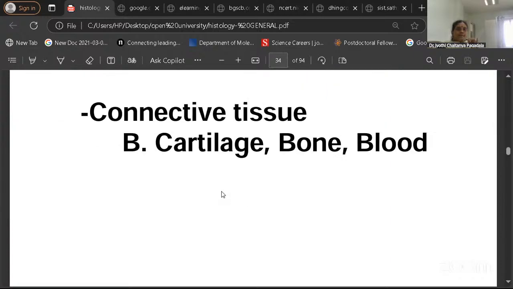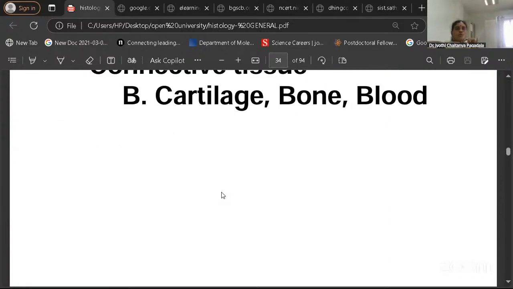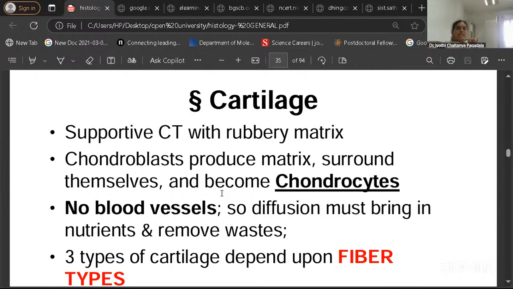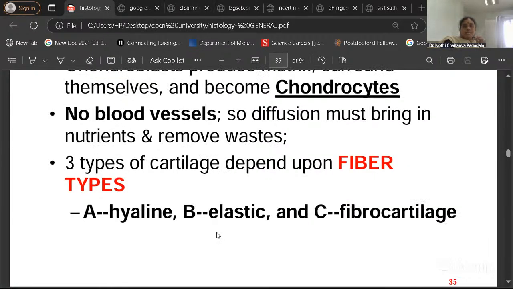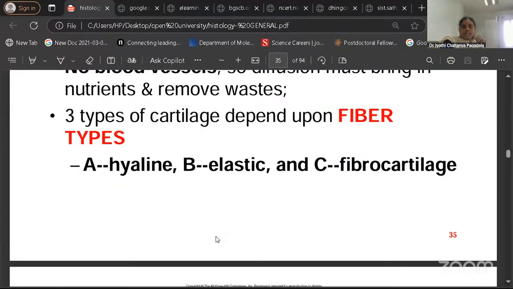And other connective tissues are cartilage, bone, and blood. When coming to the cartilage, it is a supportive connective tissue with a rubbery matrix. Chondroblasts produce matrix, surround themselves and become chondrocytes. No blood vessels it contains, so diffusion must bring in nutrients and remove the waste. There are three types of cartilage depending upon the fiber types: hyaline, elastic, and fibrocartilage.